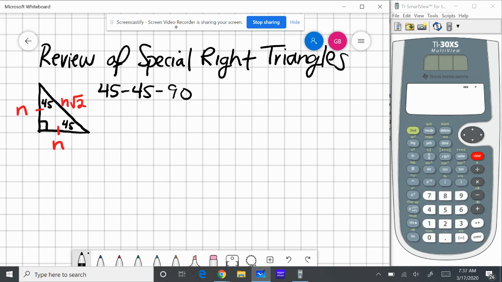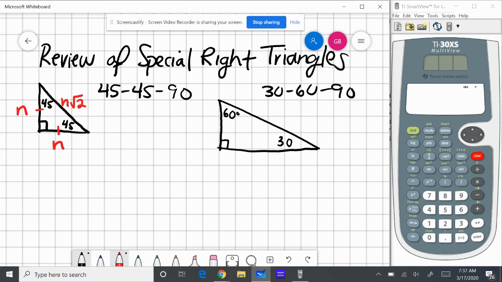The other special right triangle that we worked with was the 30, 60, 90. So the small angle is going to be the 30-degree angle. The bigger one is going to be the 60. In this one, if you have the small leg, the one opposite of the 30-degree angle, then the hypotenuse is 2 times n, and the long leg is going to be n times the square root of 3. So let's get into some examples.